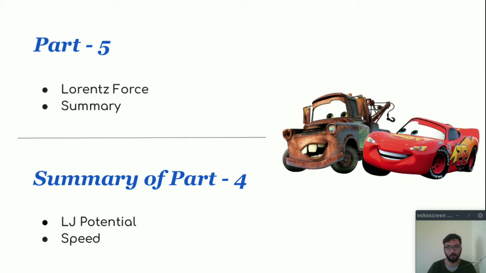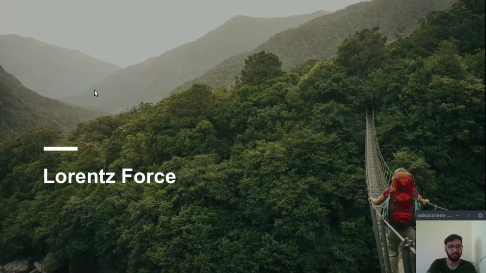In the previous video we have seen how to simulate this LJ potential, and we have also discussed some methods using which we can speed up our algorithm, right? In this part we are going to talk about this Lorentz force, and lastly we will summarize our presentation. So without wasting time, let's start now.